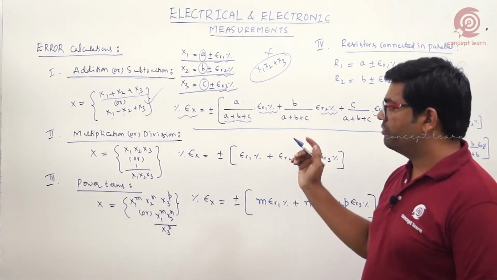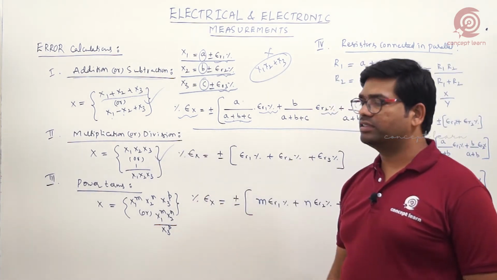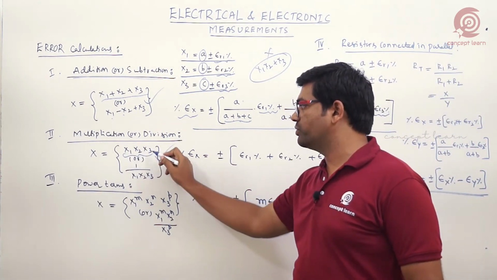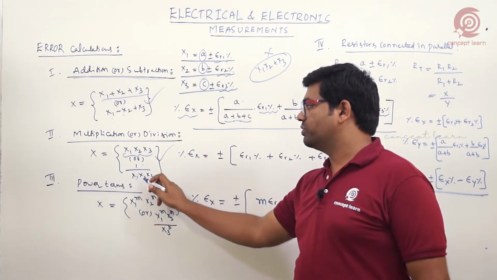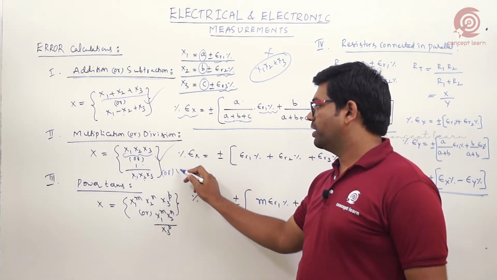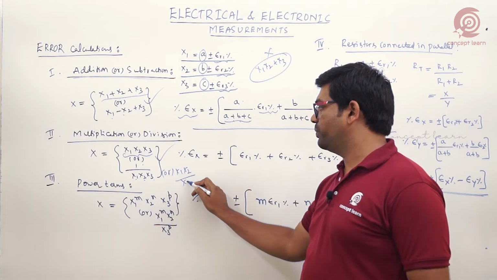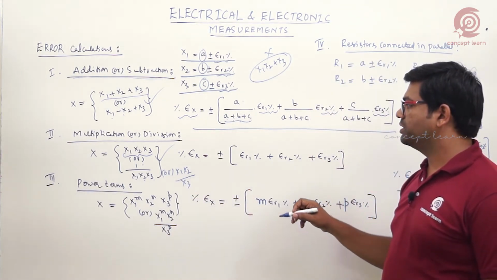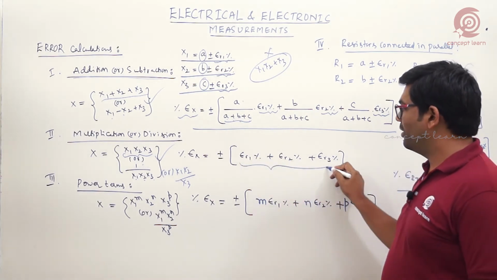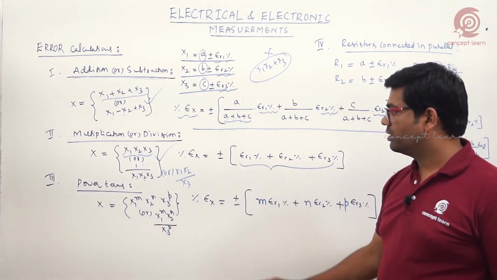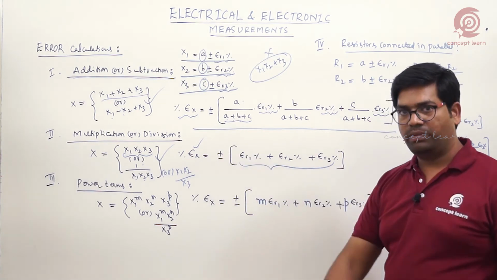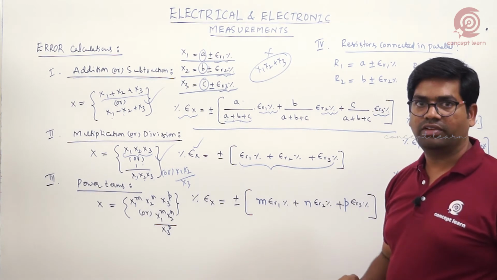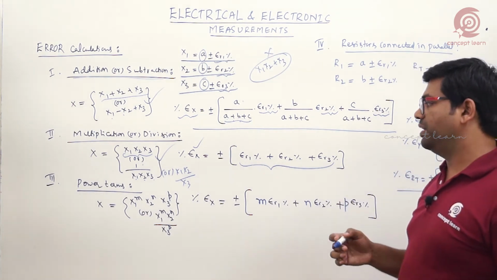Suppose the composite function is multiplication or division, again pure multiplication or division. Whenever a product is there like x1, x2, x3 or 1 by x1, x2, x3 or x1, x2 by x3, like this pure multiplication or division, then what will be the error associated in that composite function? We directly add all these percentages. Whether it is multiplication or division, directly we add and we get the total error in that composite function.